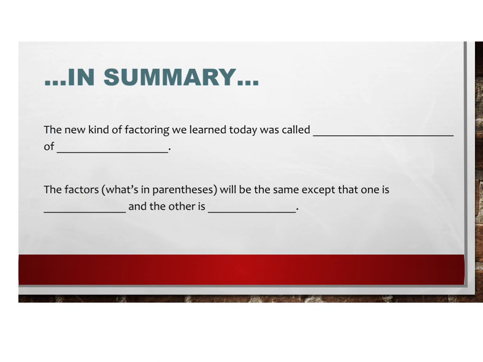All right. The new kind of factoring that we studied today was called what? It's called the difference of squares. What factors, what's in the parentheses, will be the same, except that one is what and the other is what? Well, we look back at our pattern. We saw that one of them was a plus, right? And the other one was a minus.